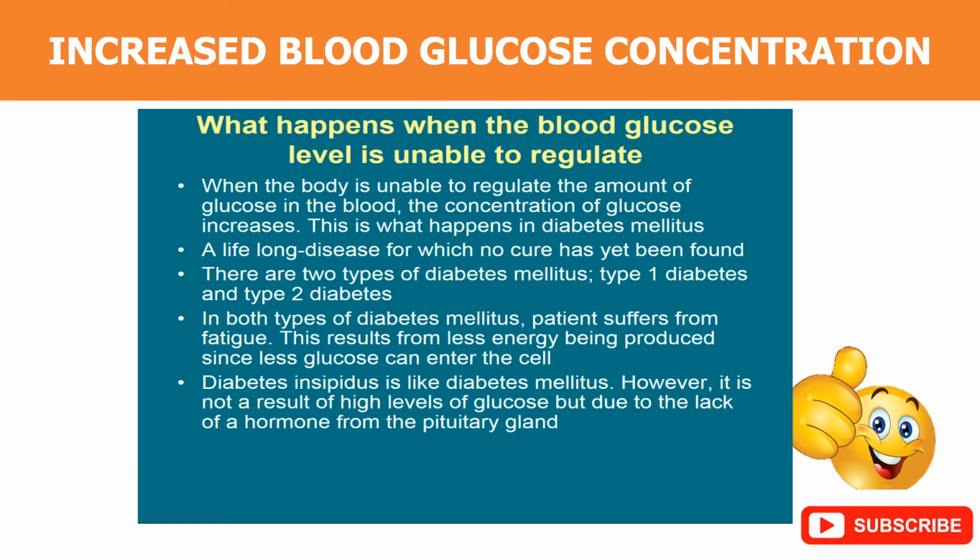There are two types of diabetes mellitus, type 1 diabetes and type 2 diabetes. In both types, the patient suffers from fatigue. This results from less energy being produced since less glucose can enter the cell. Diabetes insipidus is like diabetes mellitus. However, it is not a result of high levels of glucose but due to the lack of a hormone from the pituitary gland.